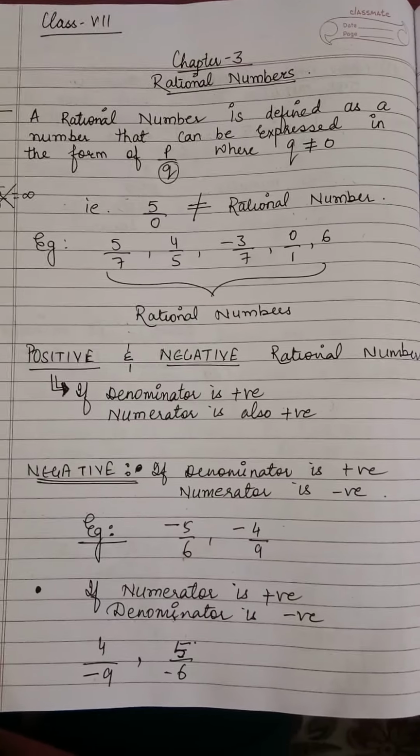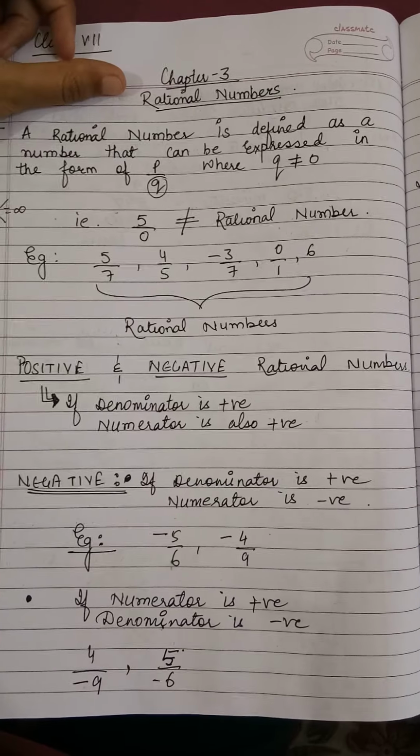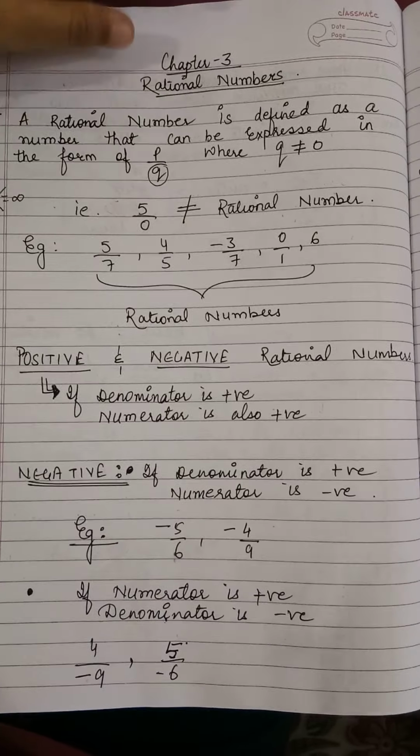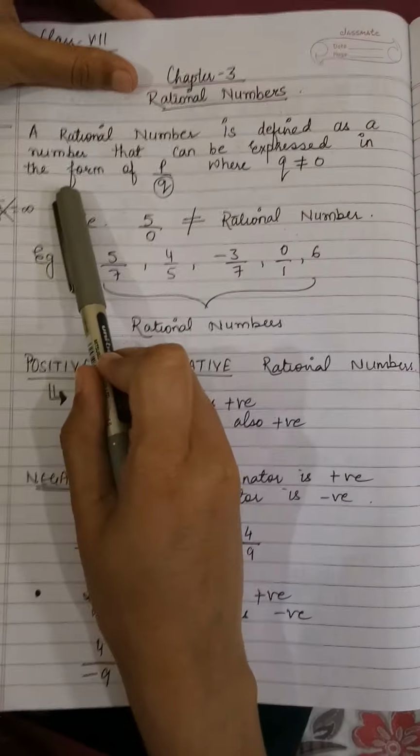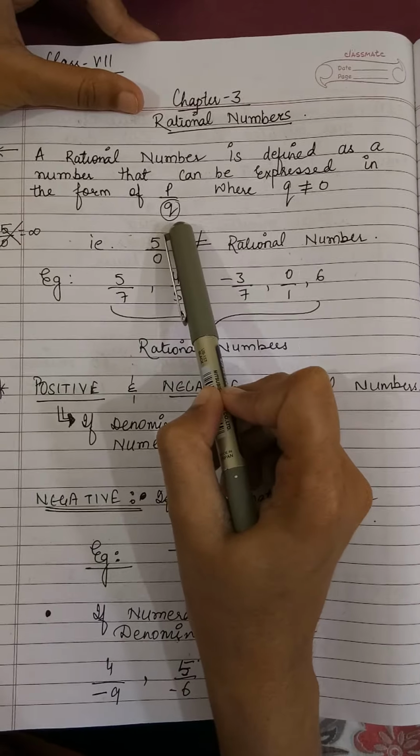Hello everyone. Today we are going to start with the next chapter, chapter number 3, rational numbers. Now, what are rational numbers? A rational number is defined as a number that can be expressed in the form of p by q. Now, this p by q means in the term of fractions.